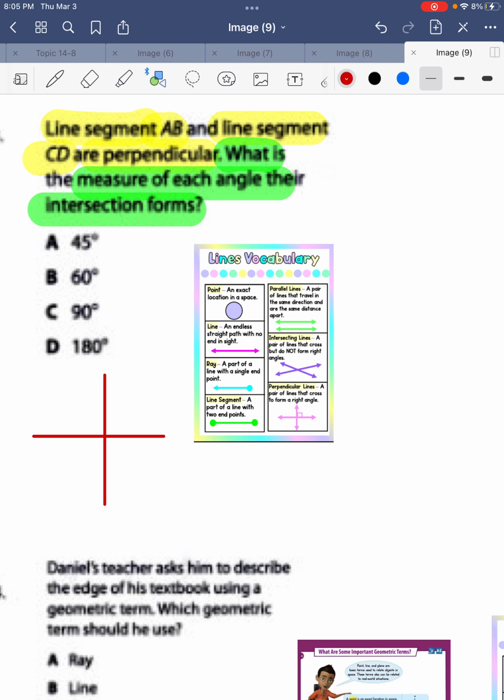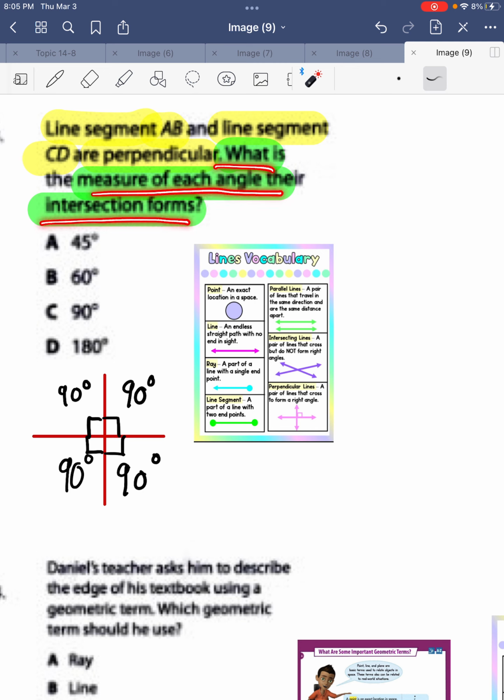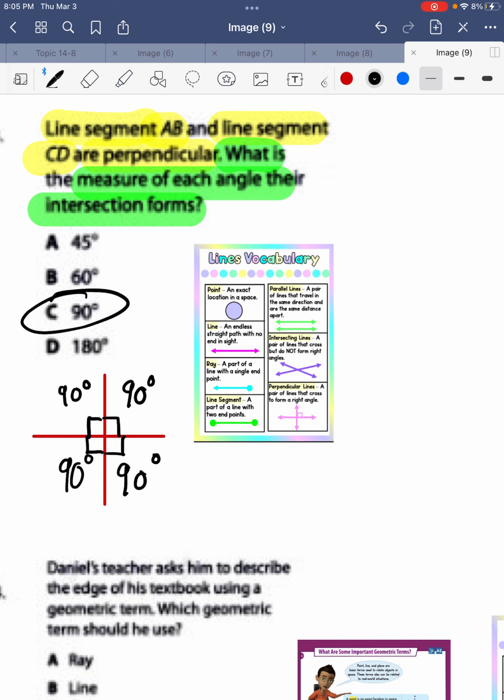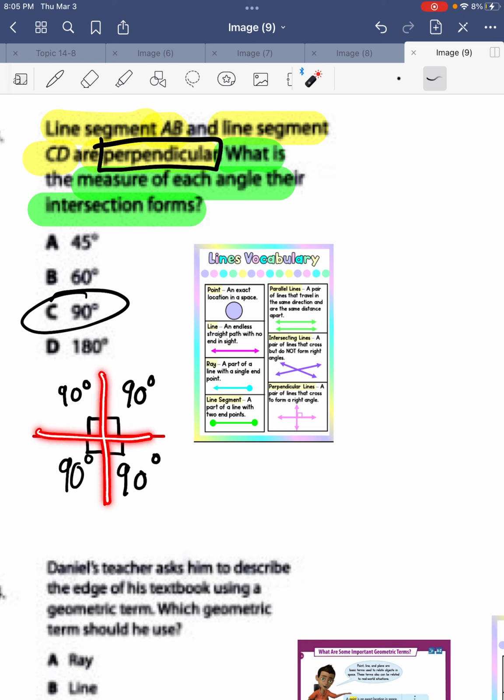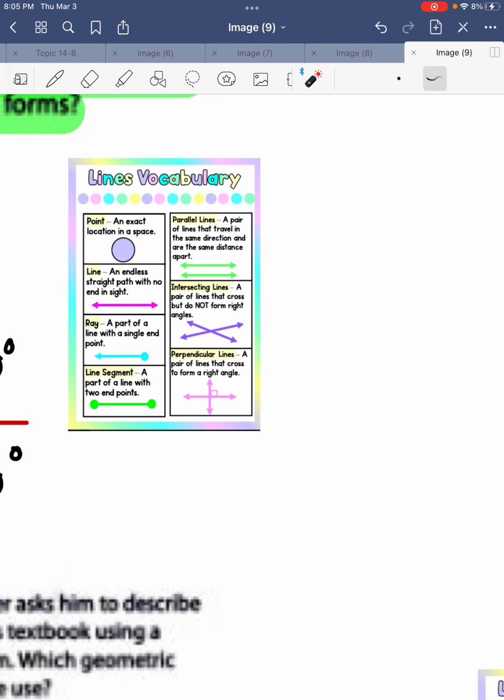So this is a perpendicular line. It can form 1, 2, 3, 4 right angles. So that means this angle right here is 90 degrees. The other angle, 90 degrees. The other angle, 90 degrees. And the other angle, 90 degrees. My question's asking me, what is the measure of each angle their intersection forms? So I just put it right here. It's 90 degrees. Your key word is perpendicular. Perpendicular is the only one that can make perfect right angles. Remember, intersecting makes V's.